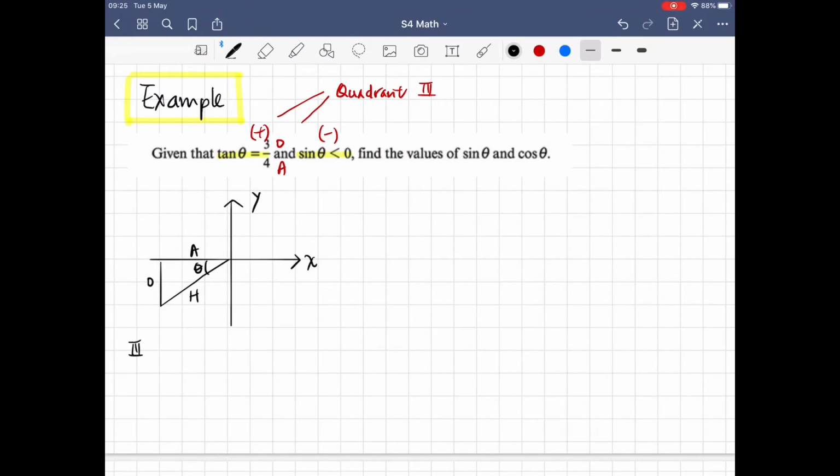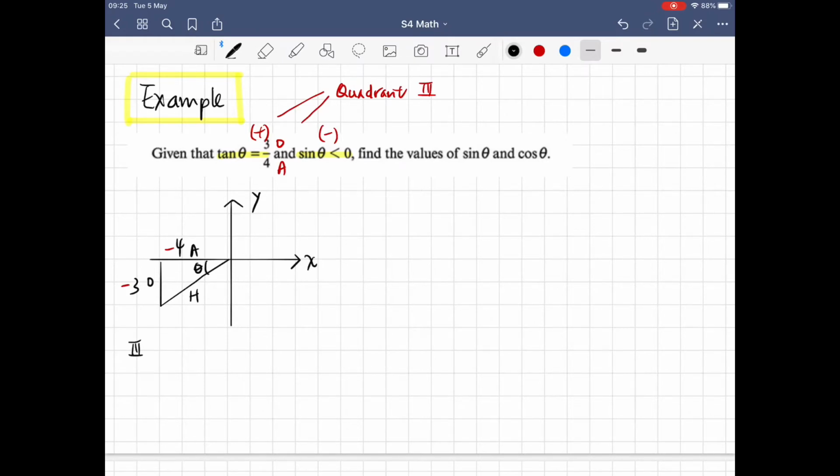So therefore, we know that the O is 3, the A is 4, and the H we are going to find. Okay, one more thing, for the 4, it is on the negative x-axis, so we have to put the negative for it. So similarly, for the 3, it is on the negative y-axis, so we have to put the negative sign. Okay, so therefore, after putting all the information back into the figure, then we can do the calculation.